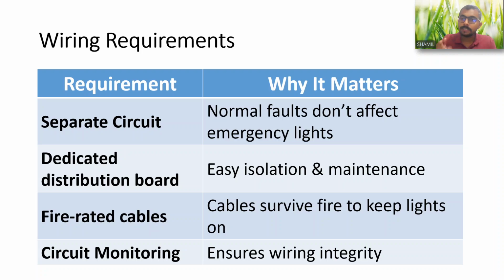And the third thing is that the emergency lighting and exit lighting circuit should be a separate circuit, and that circuit should be pulled using fire rated cables. The reason is that these lights are meant to show the escape routes during an emergency situation like a fire. So if there is a fire, these cables will survive, and the lights will keep on operating. That is the reason why we need fire rated cables.